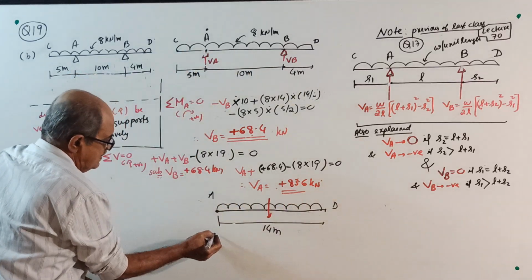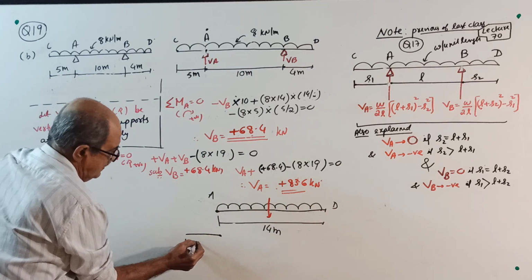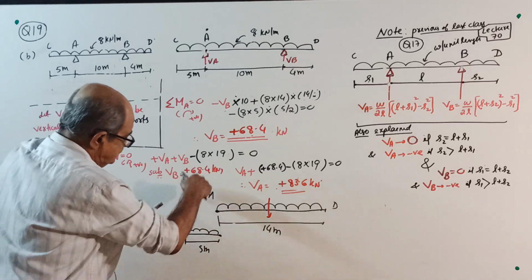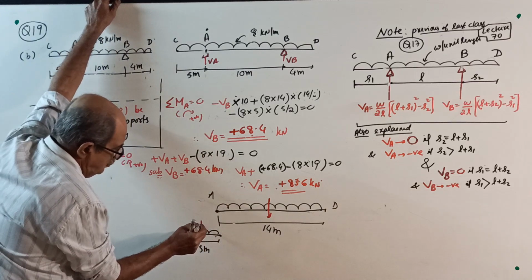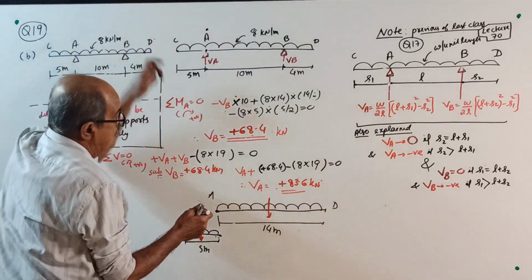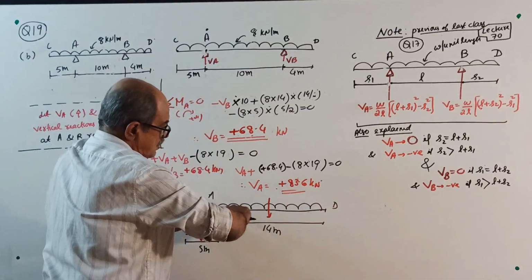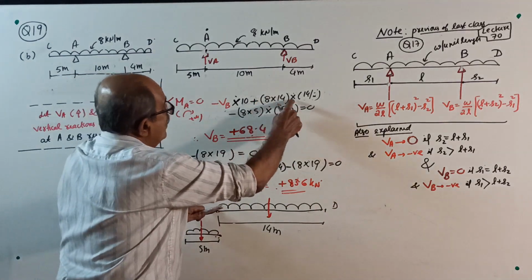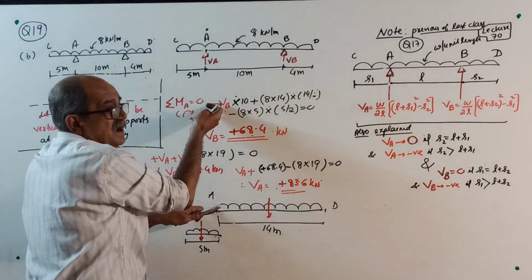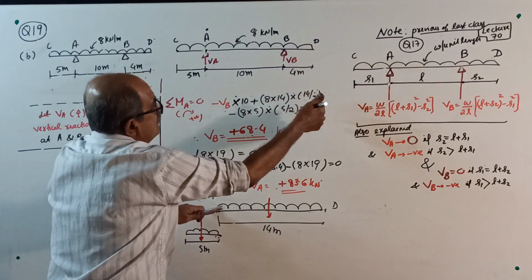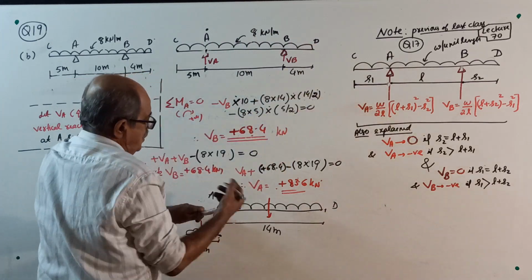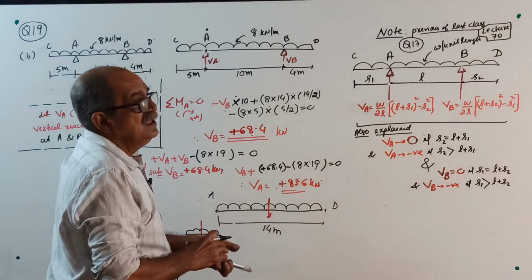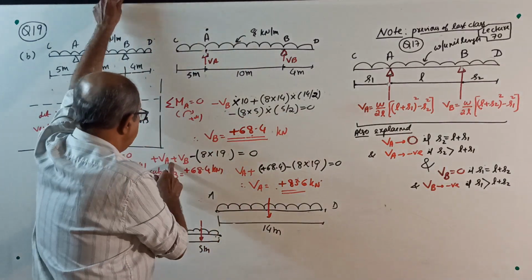And this side, it has got a length of 5 meter. And this total load is 8 into 5, the total load into 5 by 2. And remember, the right side load when you consider, it will create clockwise moment. Therefore plus 8 into 14 by 2 is clockwise, positive, and this is anti-clockwise, minus 8 into 5 by 2, minus VB into 10 equals 0. VB will come 68.4.